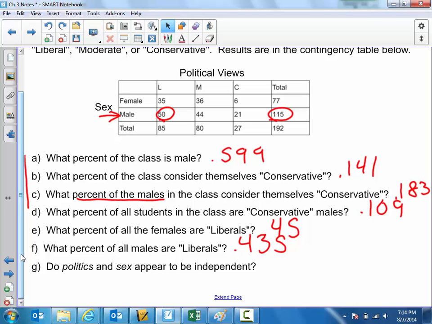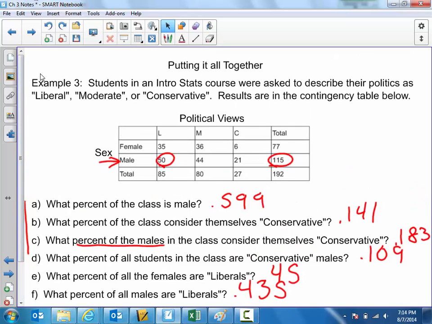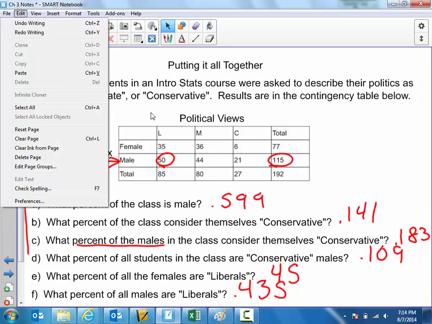Okay, well, let me look at this last example to see if I want to make this or not. Politics and sex appear to be independent. I think I'm going to leave that for class. We'll talk about that at some point this next week and go over it then.